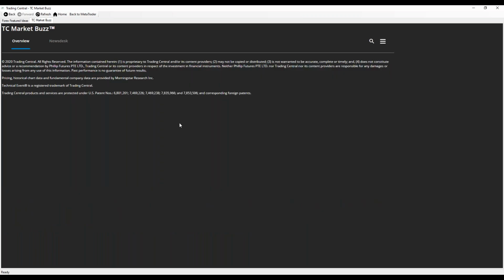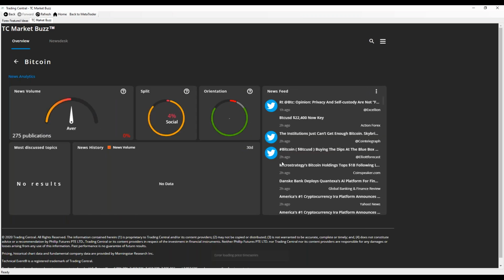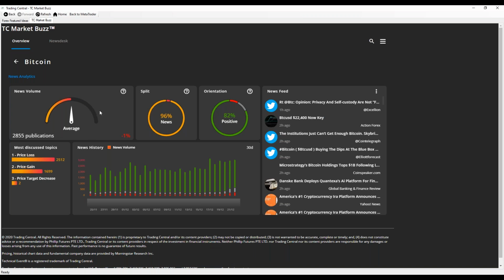If you click into the bubble, it gives you an analysis and some idea of how Bitcoin is doing. For example, over here you can see the news split: 96% is news and 4% is just social. Then 82% of this news is positive, meaning bullish on Bitcoin. If you hover over, 8% is negative and another 10% is neutral. So you can see a rough idea of the market opinion on Bitcoin.